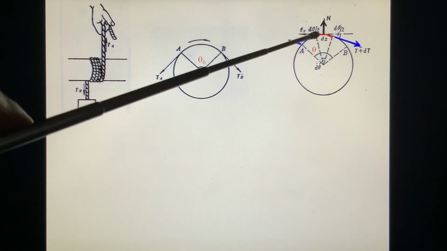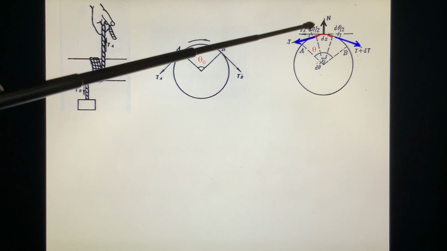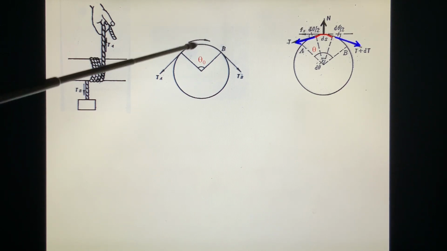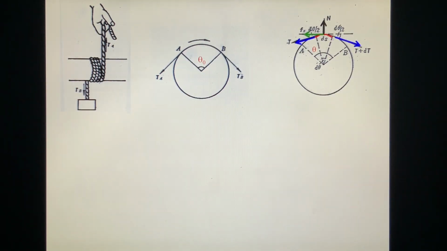Normal force is perpendicular to the section along the radius. And the friction, as we know, is opposite the tendency. It goes this direction. Under these 4 forces, the section of rope ds is in equilibrium at rest. Let me analyze it.